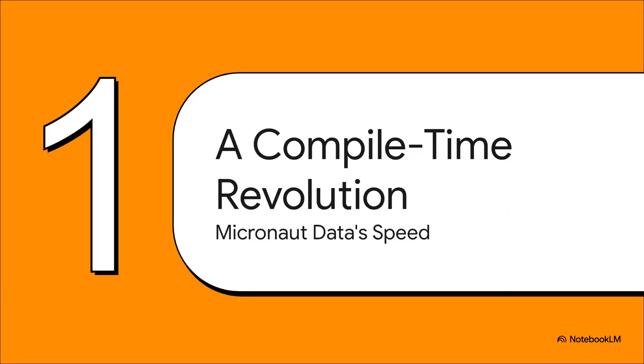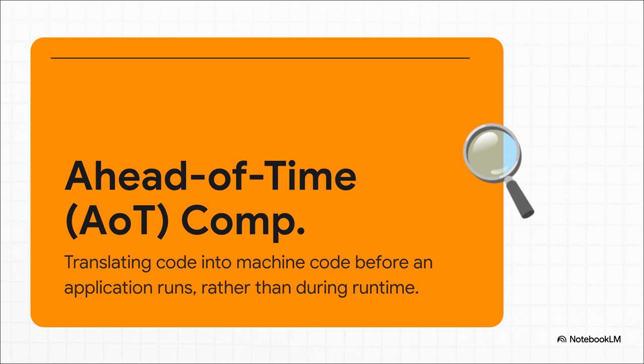But what if we could just get rid of all that runtime work? What if we could shift it somewhere else? Well, that's exactly where Micronaut Data comes in and completely changes the game. This isn't about what happens when your app is running. It's about what happens when you build it. The secret sauce here is something called ahead-of-time, or AOT, compilation.